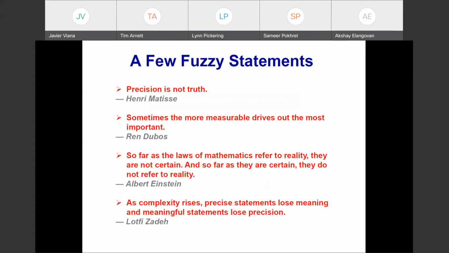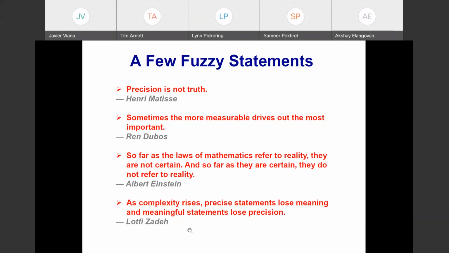These are just a few statements from notable people about fuzzy and precision. Matisse said precision is not truth. DuBose said sometimes the more measurable drives out the most important. That can definitely happen. If something can be measured easily, it tends to get used more often than not. And Einstein famously said, so far as the laws of mathematics refer to reality, they are not certain. And so far as they are certain, they do not refer to reality.